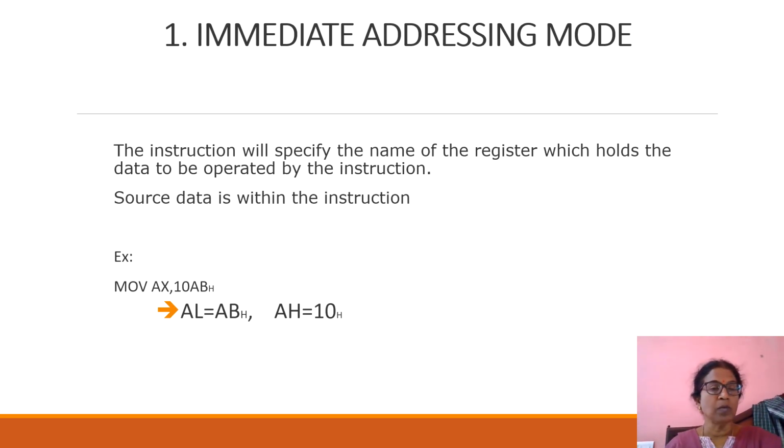Immediate addressing mode means the data is given immediately in the instruction itself. For example, MOV AX, 10AB. 10AB is the data that is moved to the AX register. In this, AB is moved to the AL register and 10 is moved to the AH register.